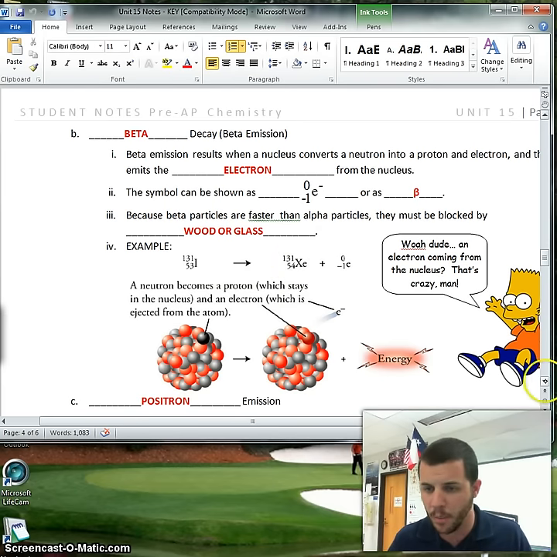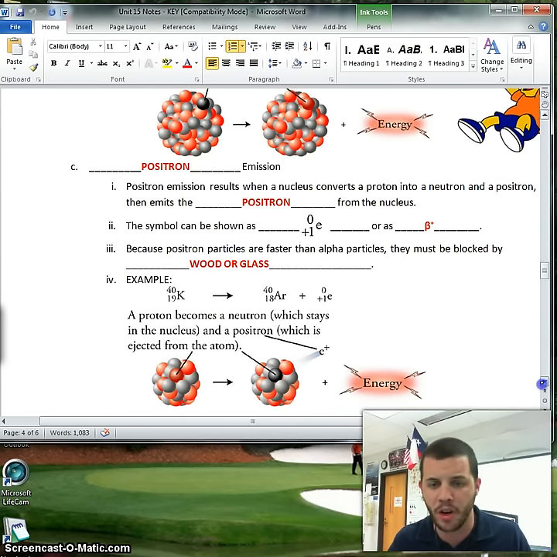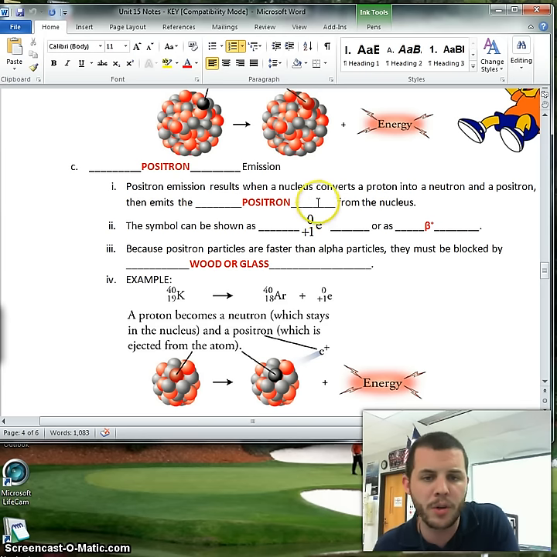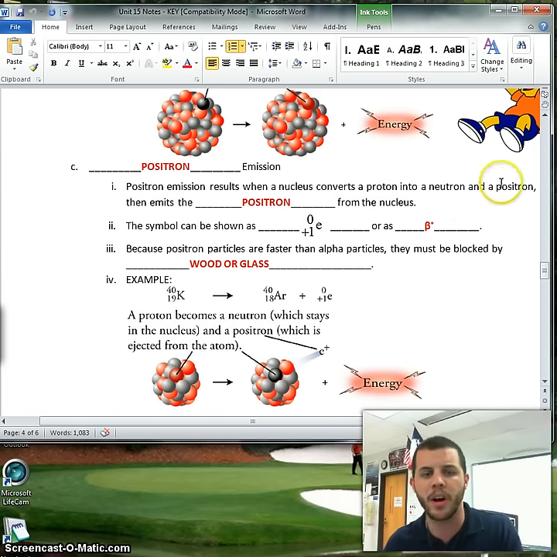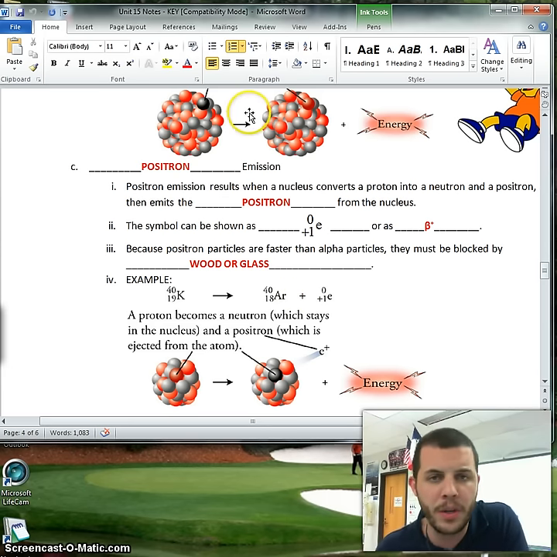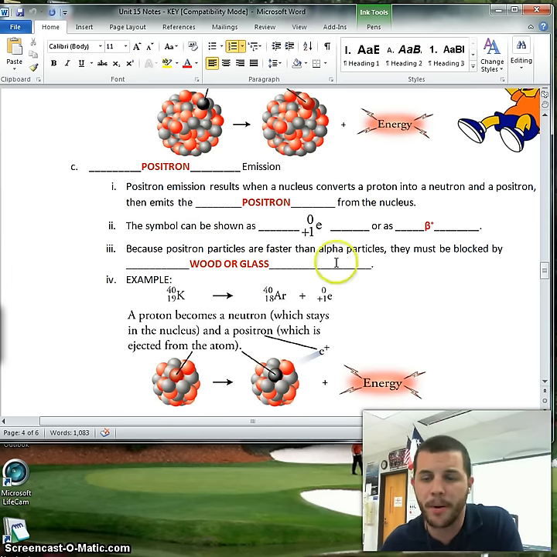We can also have positron emission. Positron emission is very similar to beta emission. It's going to be represented with this B plus or this symbol right here. What's actually happening is we're converting a proton into a neutron and a positron. And so we can use this symbol in our reaction to figure out what our new element is going to be. It says that wood or glass can block a positron emission.